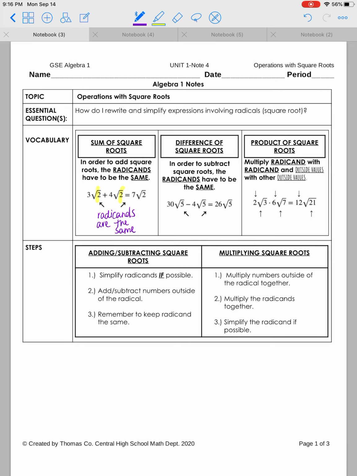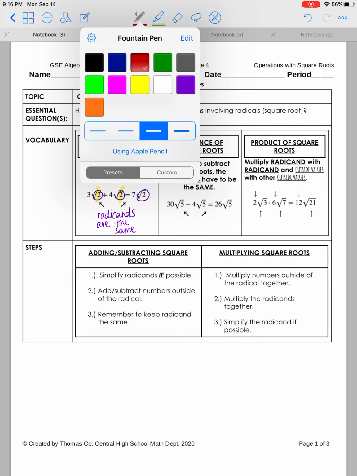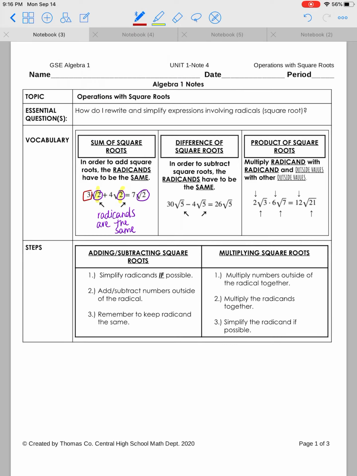So that means that we can add them, and when we do that, if you look at your answer, the radicand, that number that was the same, stays under the radical, and then all I have to do is take the number on the outside of the radical and add it. So 3 plus 4 gives me this 7 square roots of 2. So the radicands have to be the same to add. If they are the same, that just comes over into our answer, and then we add what's on the outside.